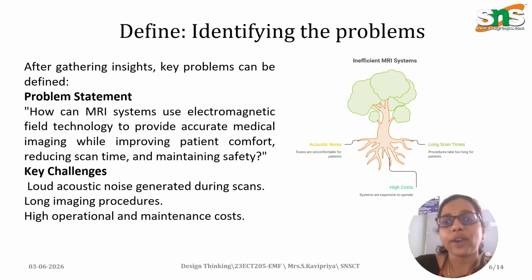Next one is define. Define is where we identify the exact problem statement. After gathering the insights during the empathy part, the key problem defined is how an MRI system can use electromagnetic fields to provide more accurate medical imaging while reducing patient discomfort, reducing the scanning time and maintaining the safety standards throughout the entire process. The main challenges discovered are the loud noise and the long imaging time, and the high operational cost as well.